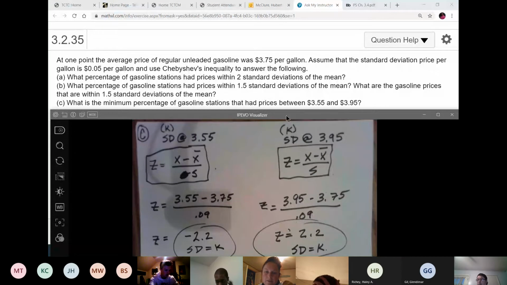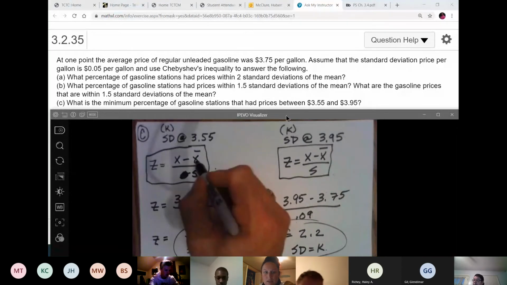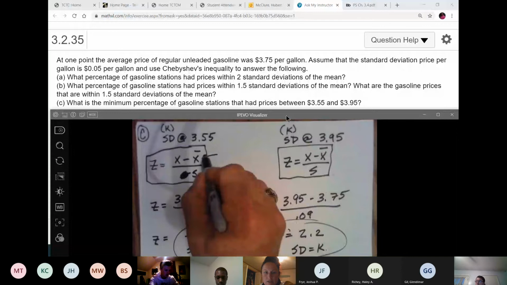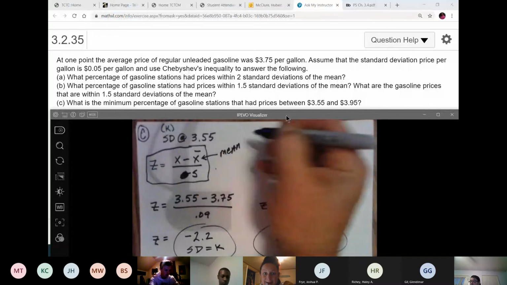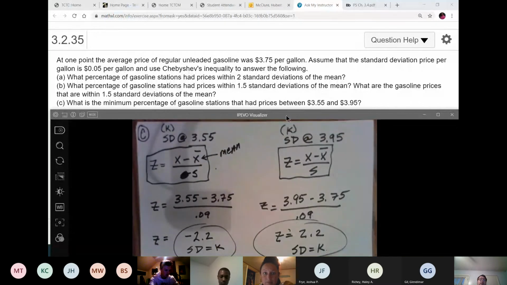So where does the 3.75 come from? The gas price at the top? Read the formula. Standard deviation. No, that's X bar. X bar. What's X bar? The mean? And where's the mean in the question? The average price? There you go. That's all right. You get so into C, you forget about the rest of it. Remember, you're not going to be tested on this, so all you got to do is just get the homework problem done.